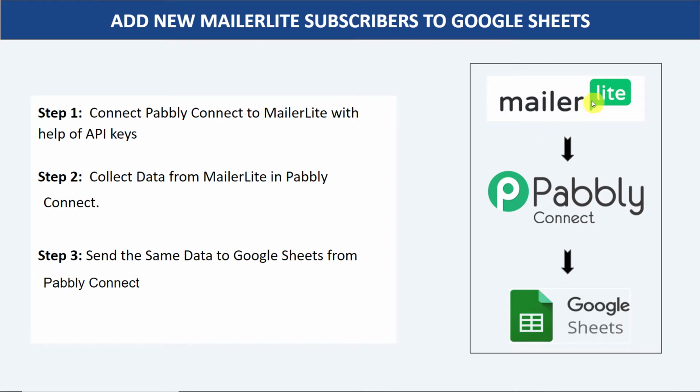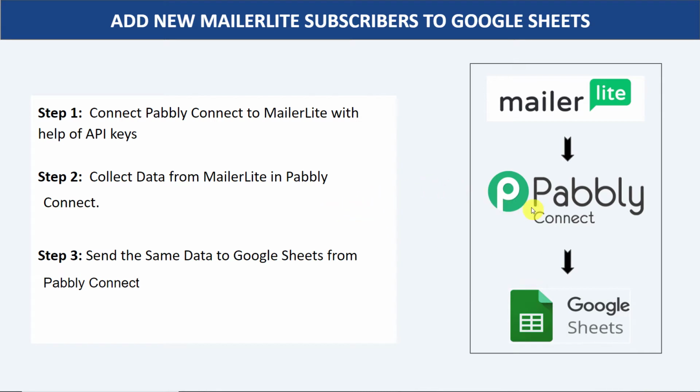First of all, we are going to integrate MailerLite to PabblyConnect with the help of API keys. You must be wondering how I'm going to get the API keys. Don't bother, I will tell you in detail. Now in the second step, you have to collect the data from MailerLite in PabblyConnect. So we are going to send a dummy submission data from MailerLite to PabblyConnect. And in step 3, we are going to use the same data to be added into Google Sheets. This integration is actually pretty easy.